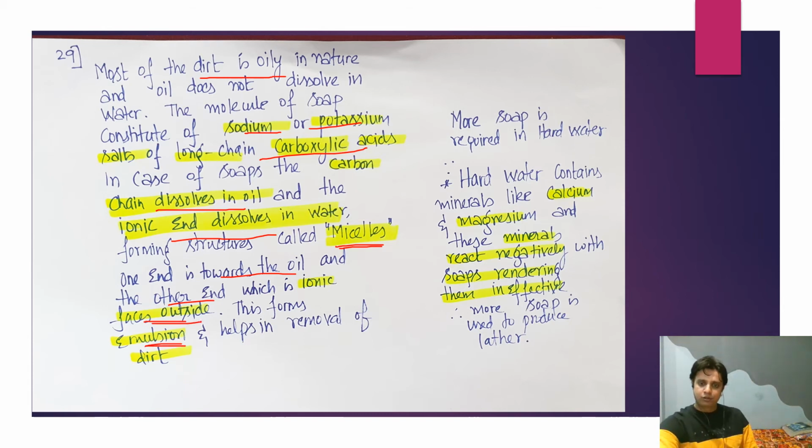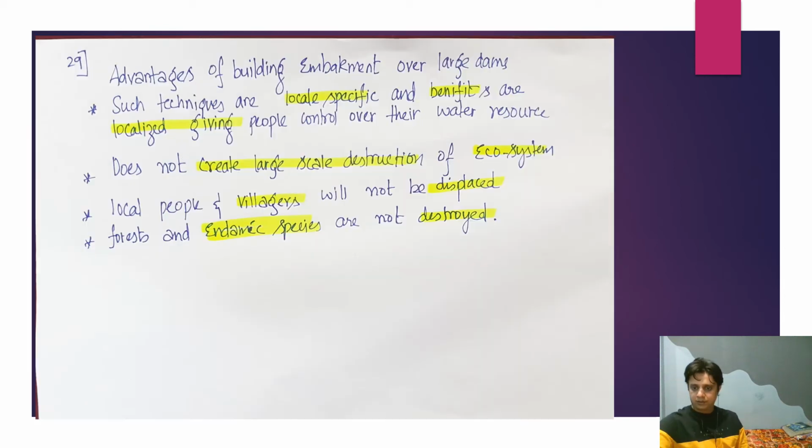Also, the other part of the question is why more soap is required in hard water. See, hard water has salts like calcium and magnesium, and they negate the effect of ions from the soap. So this effect is rendered neutral. So more soap is required to produce lather.